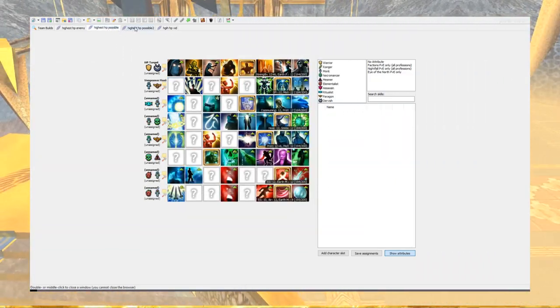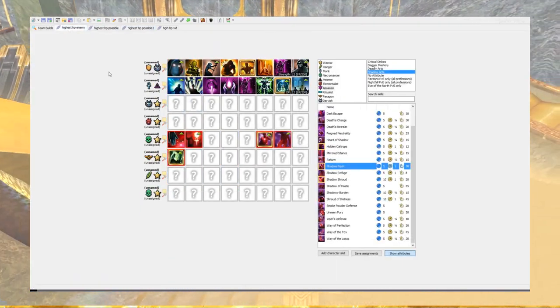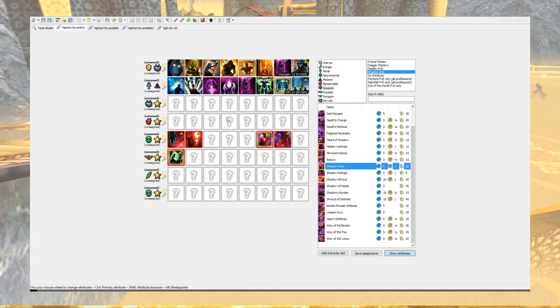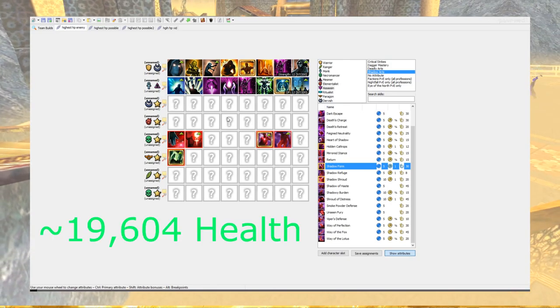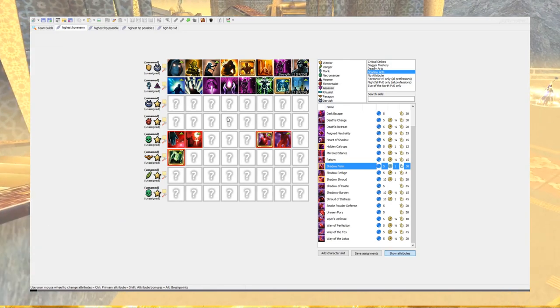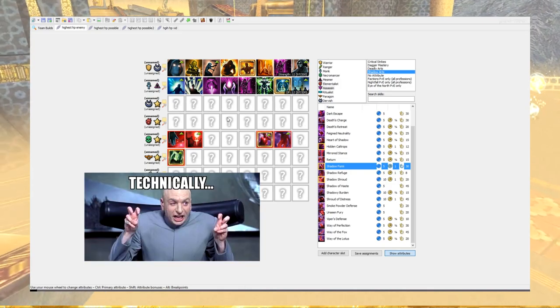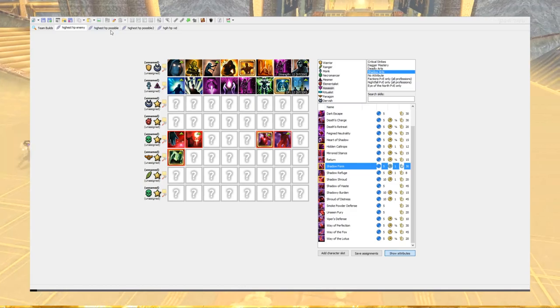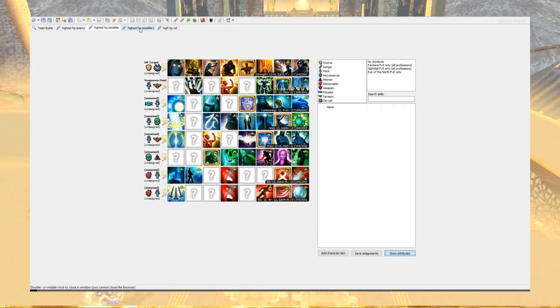It's a lot. That would mean technically the total possible HP in Guild Wars 1 would be 19,604. Technically. But I'm just going to stick with 18,634 without enemy interaction.